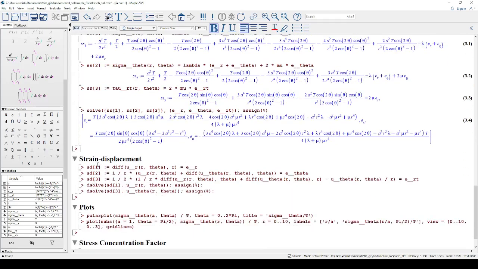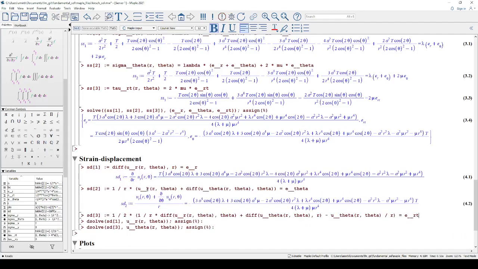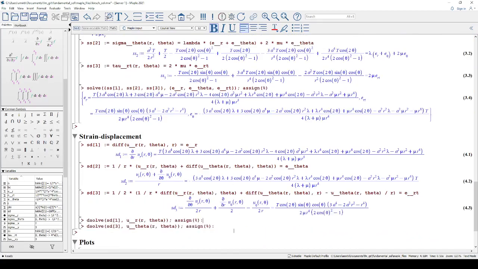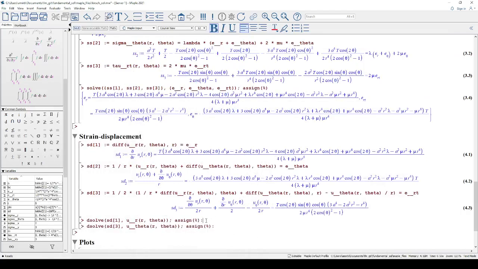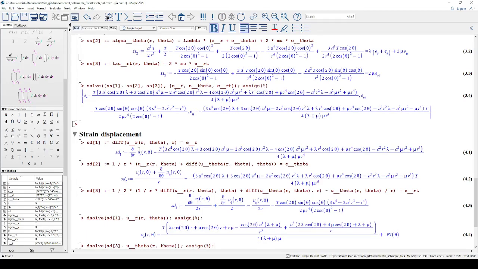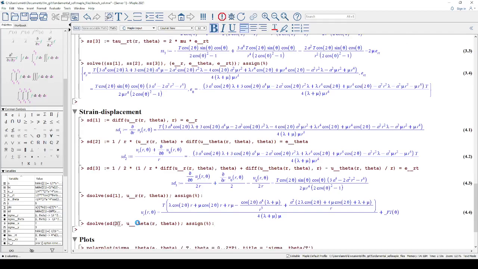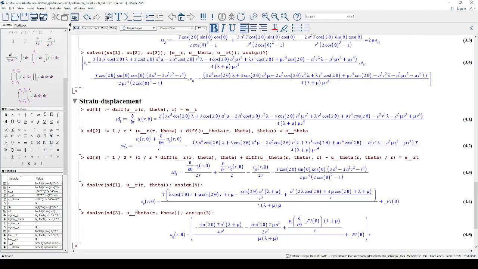So next, I'm going to solve for the displacement. I have the strain displacement, the first equation is this, the second equation, and the third equation, which are essentially these equations here. Because this is a differential equation, I use the dsolve command here in Maple, and I solve for U_r from the first one, and the third one actually gives me the U theta.